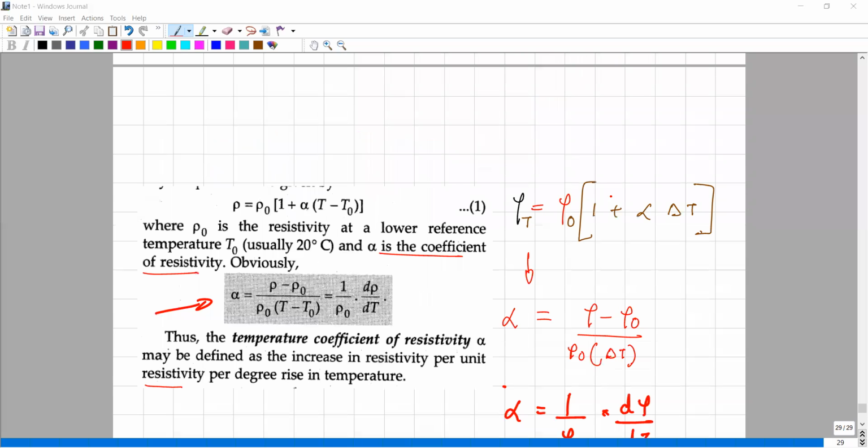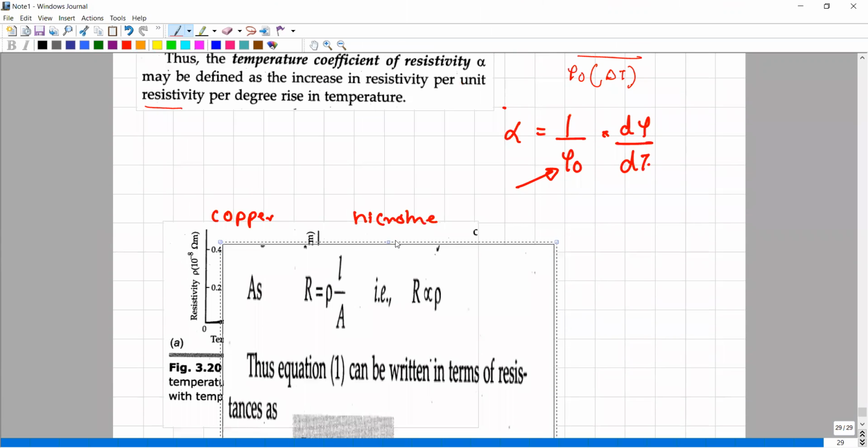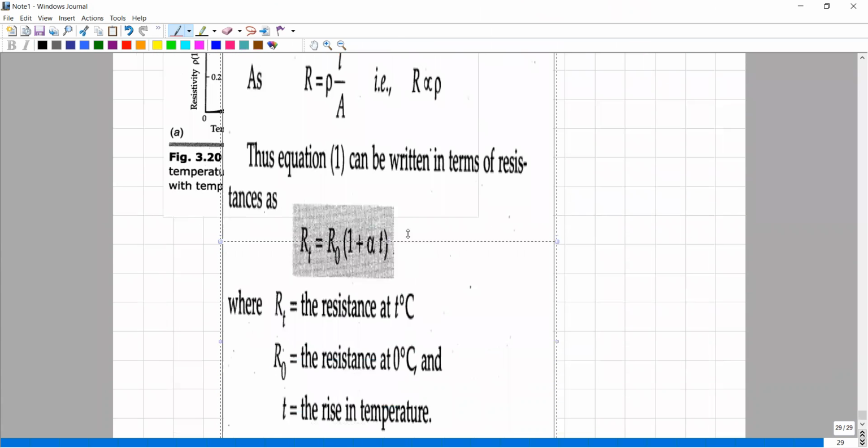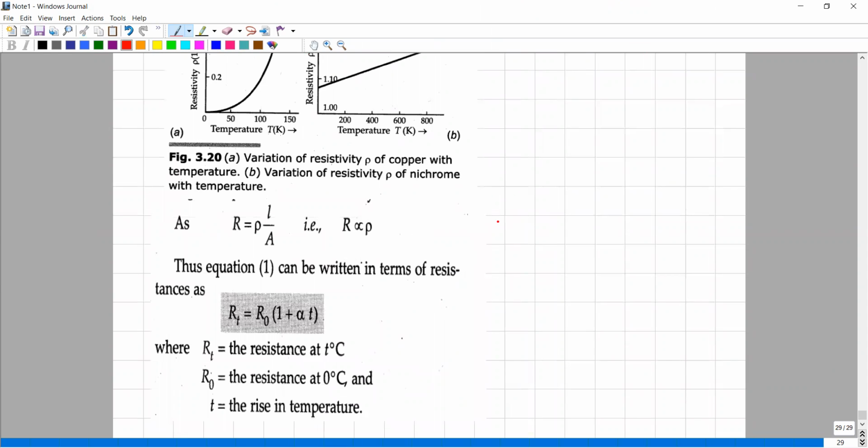So as you have the relation for resistivity, and in this relation you have this alpha, you will also have a relation for resistance, and you will get numericals based upon this formula as well. This is also a very simple formula. Resistance at any temperature T is equal to resistance at 0 degrees times (1 plus alpha T). Very simple.